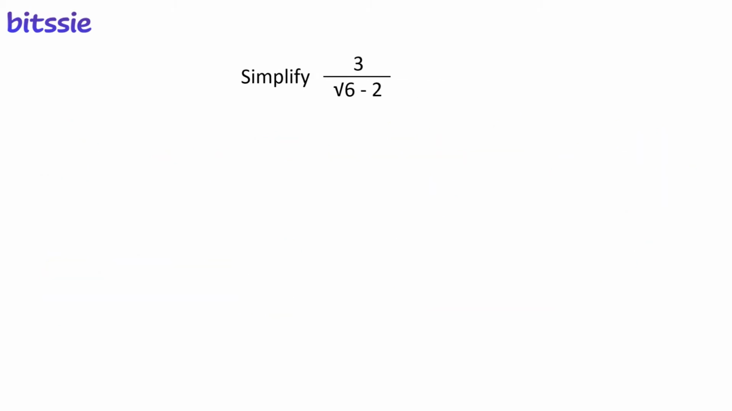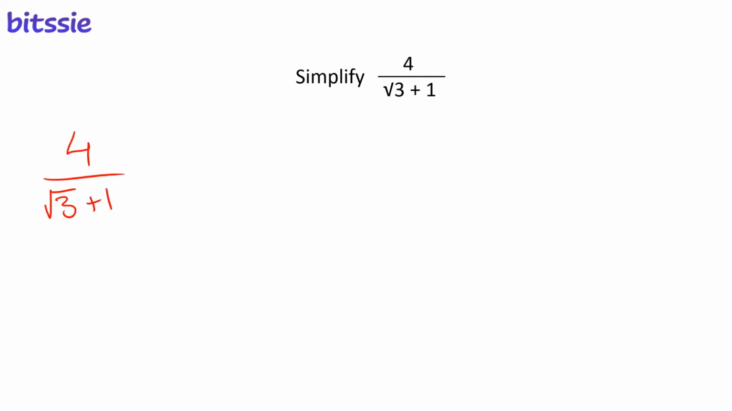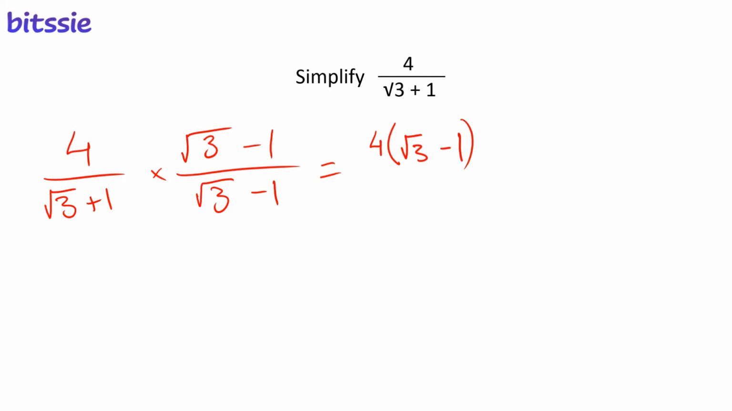Now on to question 3. Our fraction here is 4 over root 3 plus 1. So you might have worked it out. Our inverse is root 3 minus 1. So let's write out that fraction. And then this would give us a numerator of 4 lots of root 3 minus 1 and a denominator of root 3 plus 1 times root 3 minus 1.